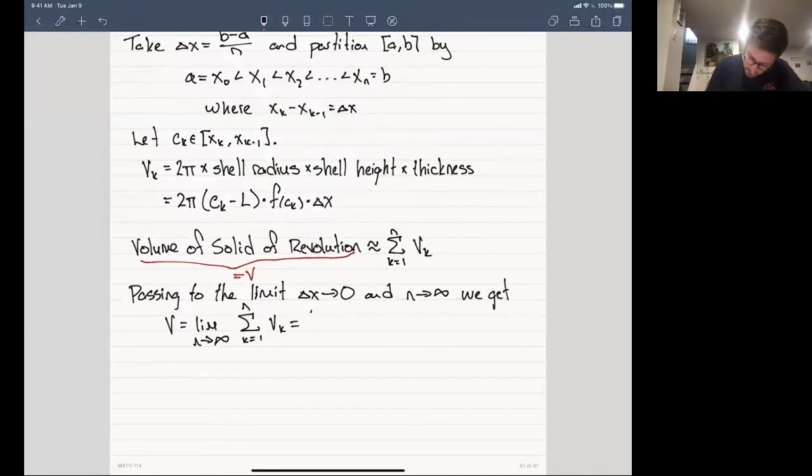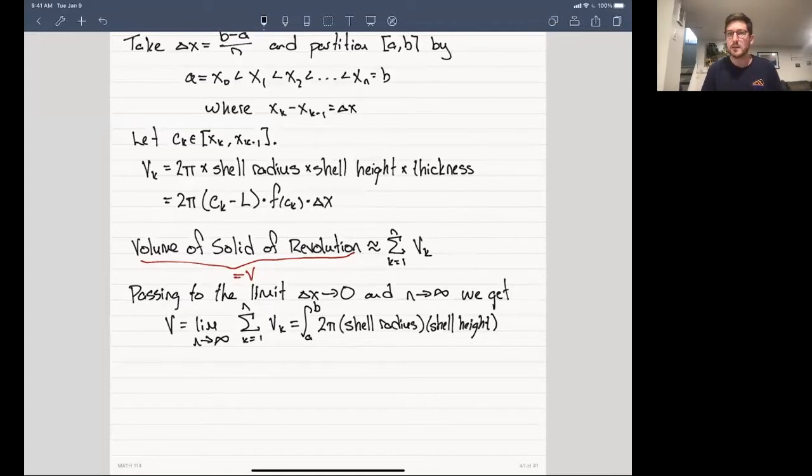Well, this gives me the integral from a to b of 2 pi times the shell radius times the shell height, and then the delta x becomes that infinitesimal dx. So what you can think of the process happening here is that the shells are becoming infinitely thin, right? It's just like little pieces of infinitely thin sheet metal that are stacked around each other to form these Russian nesting dolls.